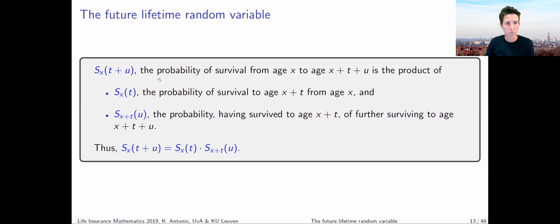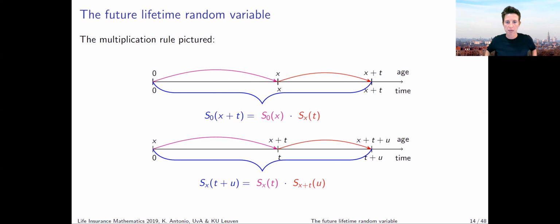So the initial probability that I was asking for, the probability that an x-year-old reaches age x plus t plus u, can be written as a product of two survival probabilities. First, she has to reach age x plus t, and then she has to reach age x plus t plus u. Okay, so these are two multiplication rules that we want to play with, that we keep in mind.